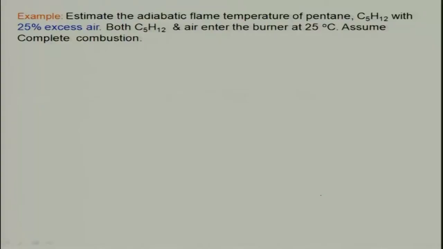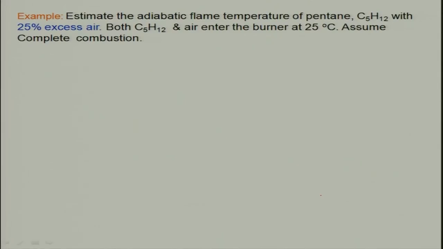Now, we will take an example to estimate the flame temperature of pentane, C5H12, with 25% excess air. Both pentane and air enter the burner at 25 degrees Celsius. When we are talking about a burner, what does that mean? It means we will be using an open system. This is a burner, flow is taking place, so an open system is an obvious choice.